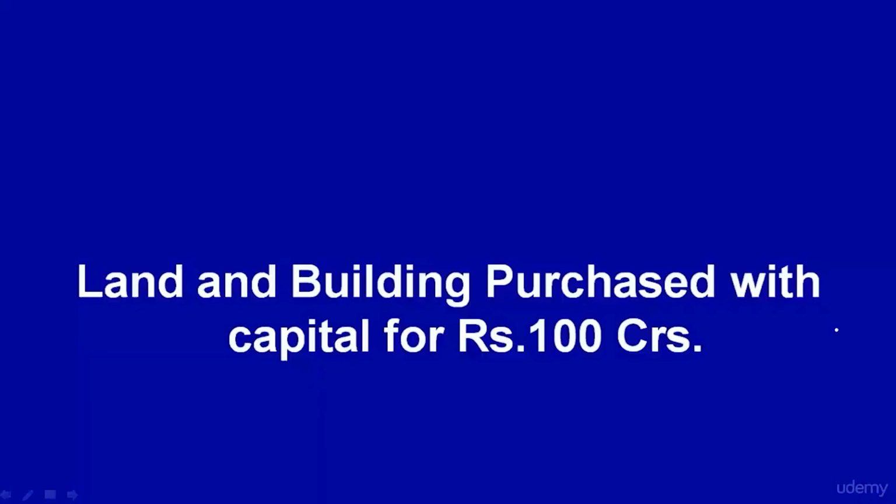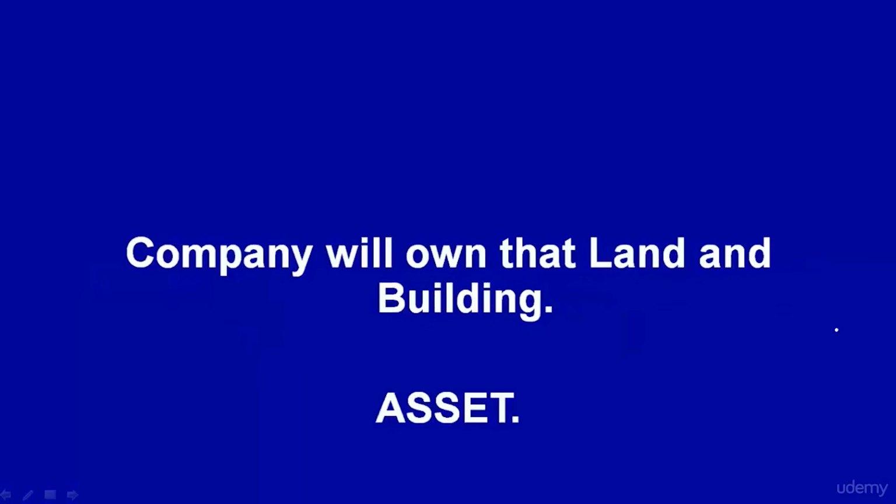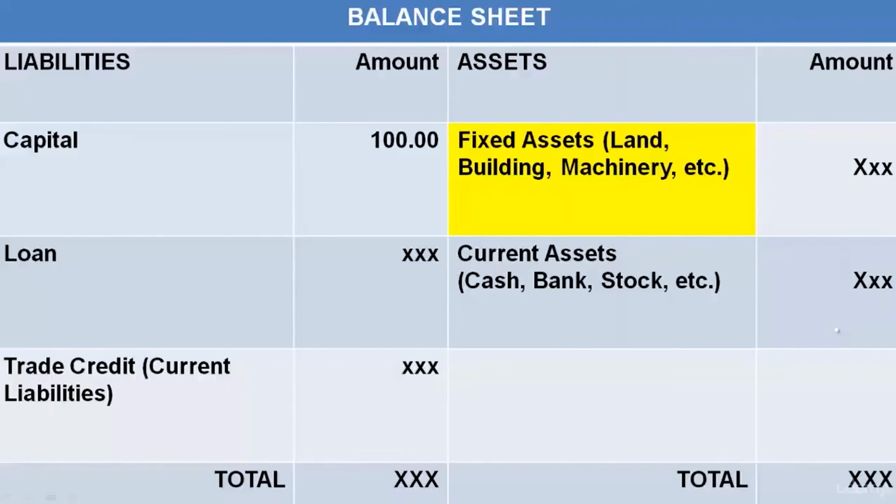Next transaction, land and building purchased with the capital for 100 crores. So they have infused capital of 100, with which land and building is purchased. And land and building, is it a liability? No, it is an asset, because the organization is going to own the land and building. So the company will own the land and building, and it is an asset, and it will appear on the asset side of the balance sheet.